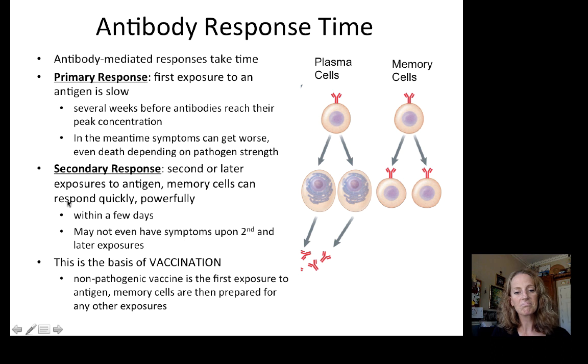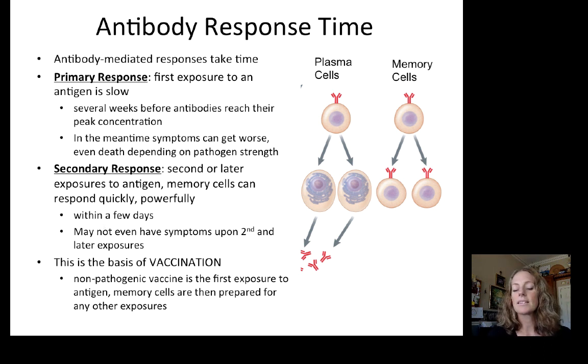The secondary response is the second or later exposure to the antigen where you now have memory cells, and the memory cells can respond very quickly and much more powerfully. So memory cells can make enough antibodies within just a few days. The secondary response to that antigen may not even create symptoms, so you might not even know that you got sick the second time, and later exposures after this primary response will be completely contained.